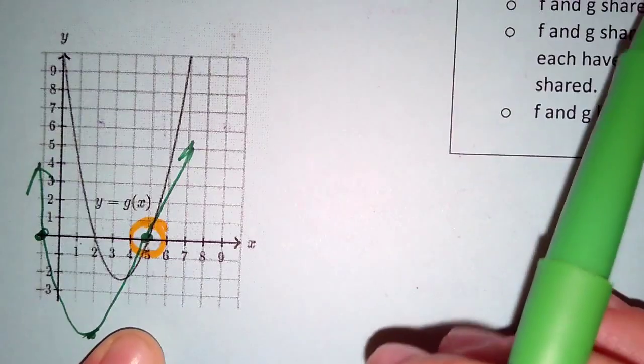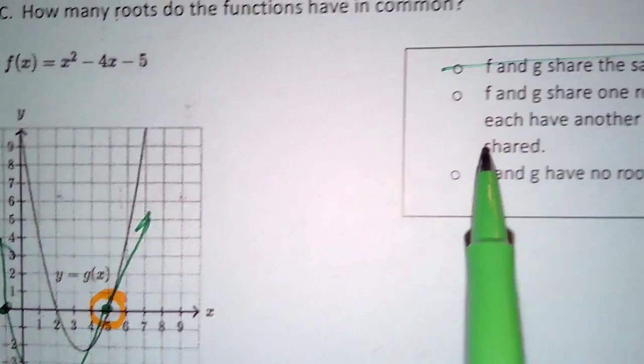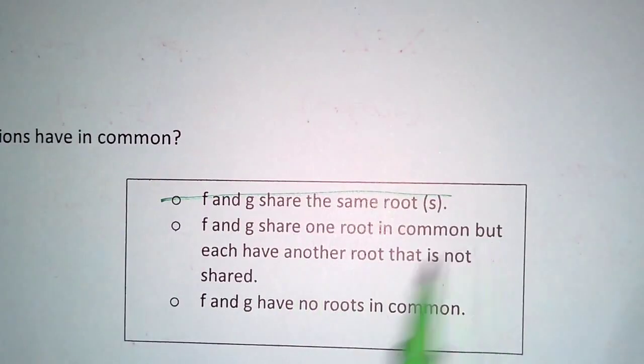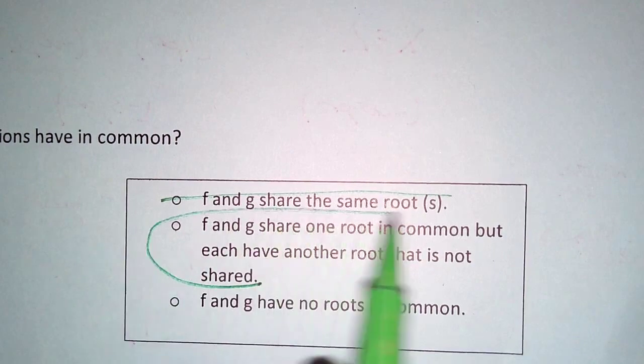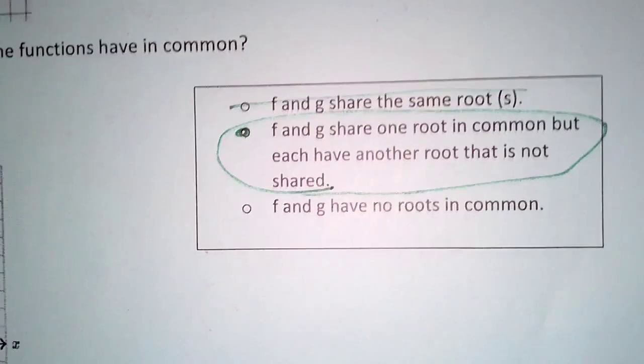Number 1 says F and G share the same roots. No, that would be both of them. No. The second one says F and G share one root in common, but each have another root that is not shared. That is true. And F and G have no roots in common. That's not true because they share the 5.